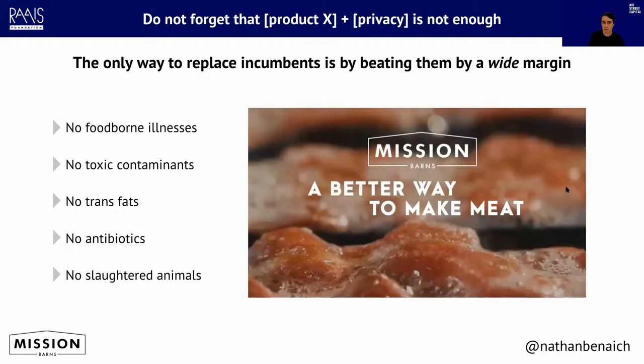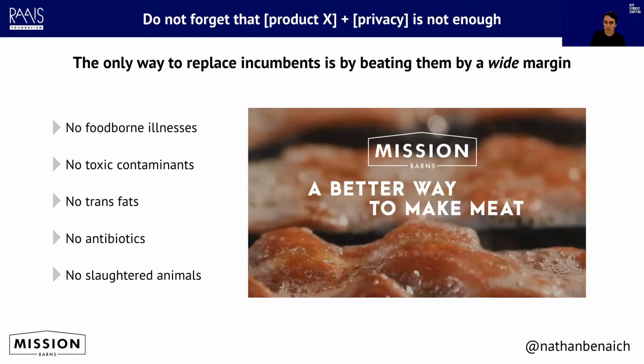And the key thing I want to leave you with is that you should not forget that taking a product and adding privacy is just not enough. There have been many examples in the past that show that the only way to replace incumbents is by beating them by a very, very wide margin.